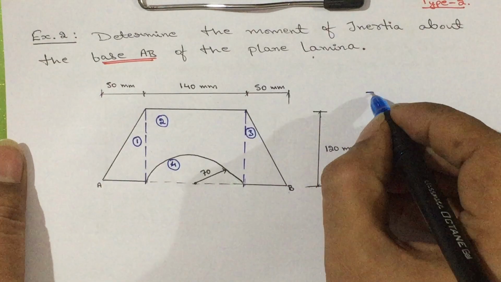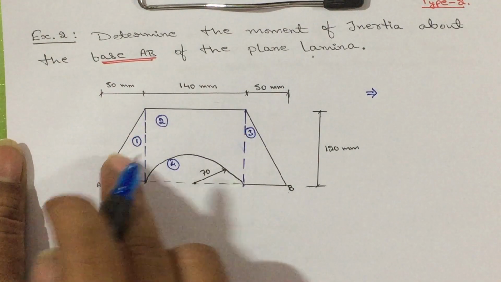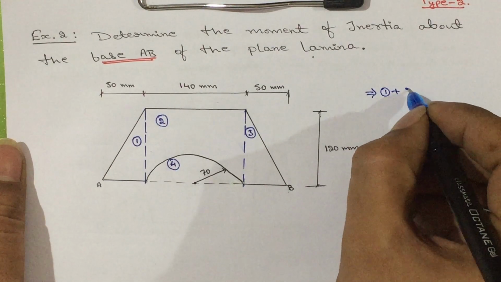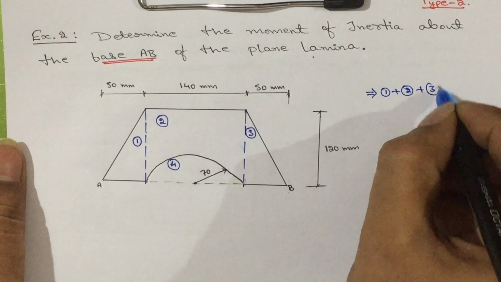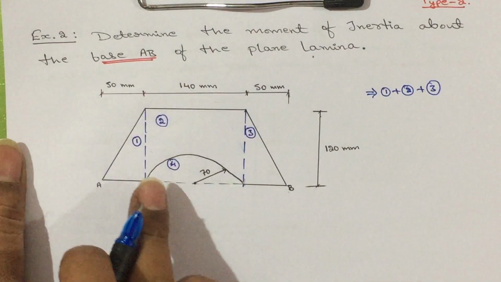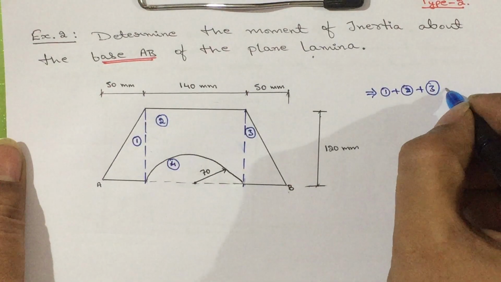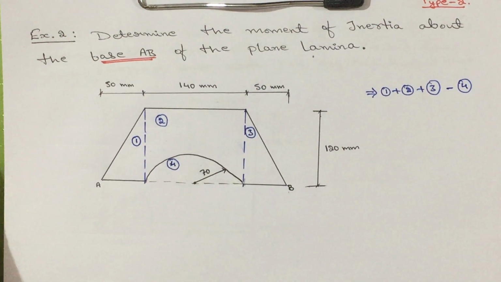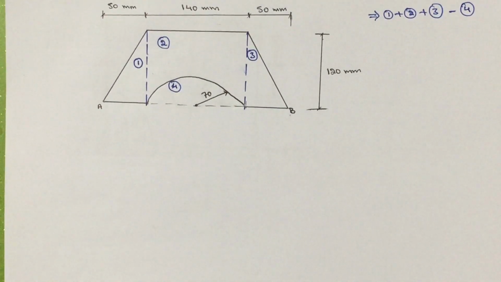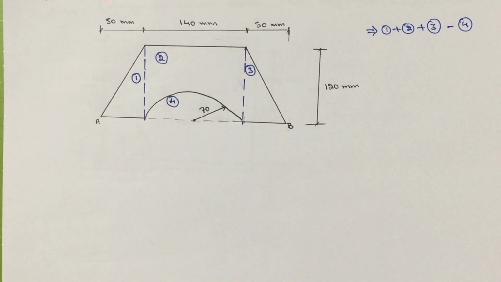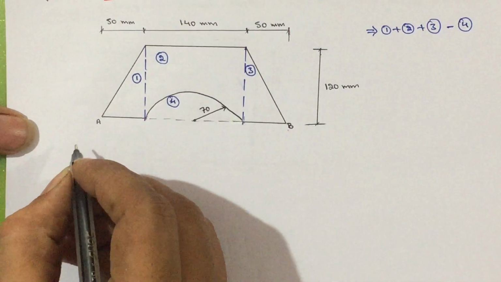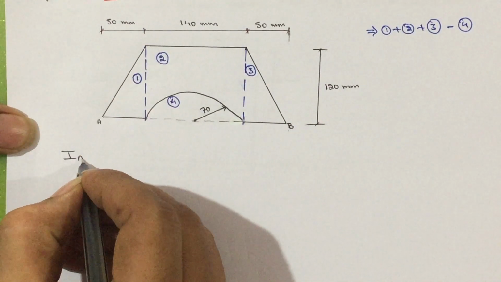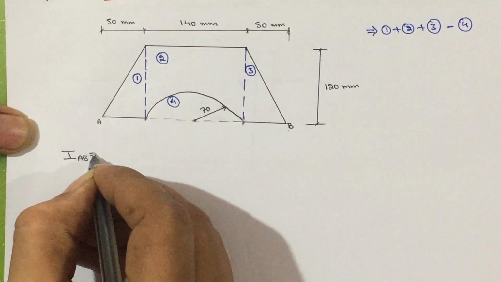So, our equation will become, if you want only the given area, moment of inertia of the given area, we need to add 1, 2, then 3, we will get entire thing. From that we need to deduct semicircle part. So, minus 4. Understood? So, I am going to calculate the moment of inertia directly. I am going to write it as I with respect to the base AB, IAB.